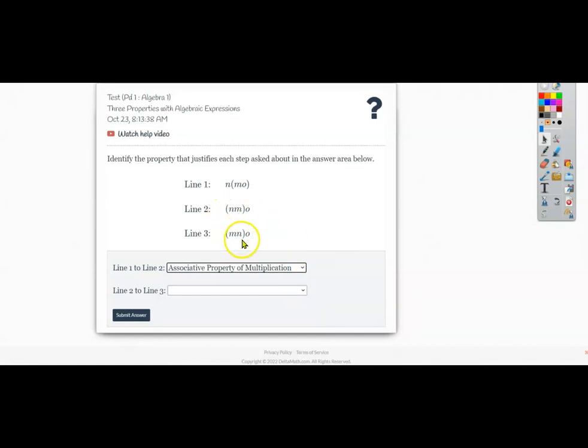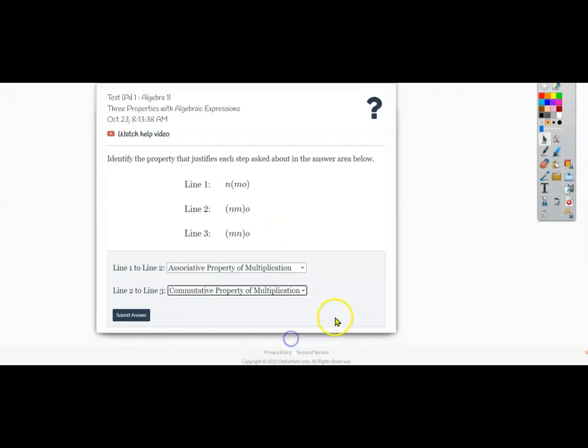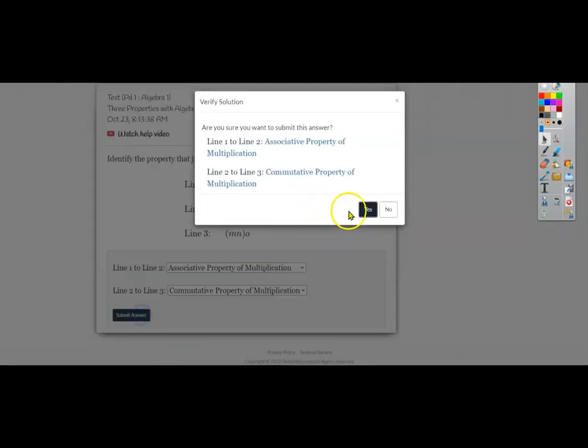Now, from line 2 to 3, you'll notice that the group here, letters N and M, are still grouped together. They are still associated with each other. We've just swapped their positions or their order, and that is the commutative property. And since they're all multiplying each other, we choose commutative property of multiplication.